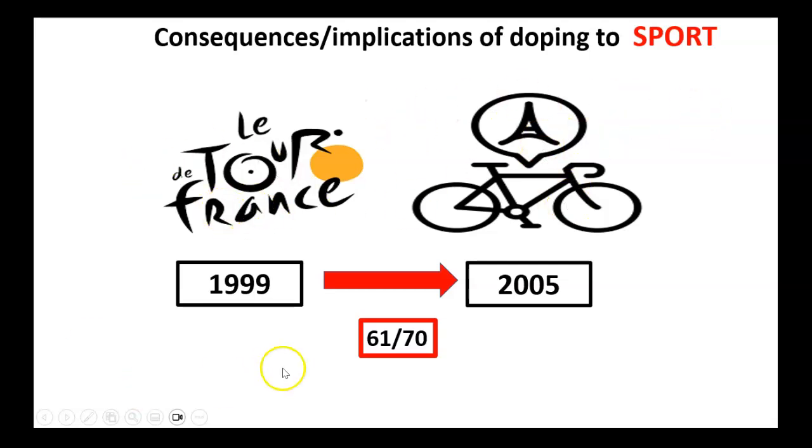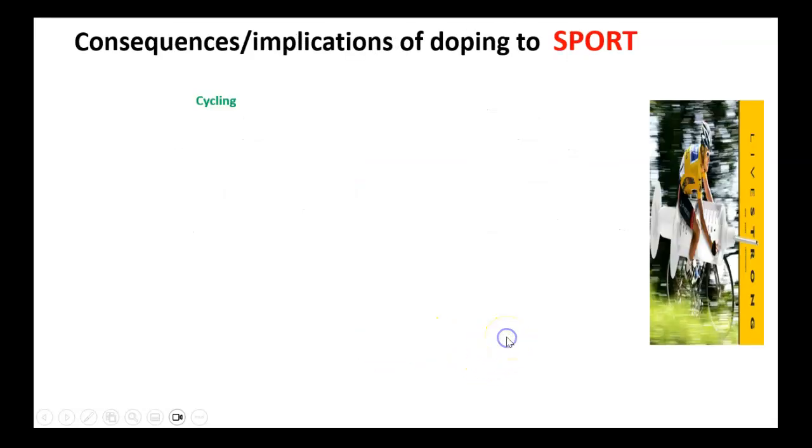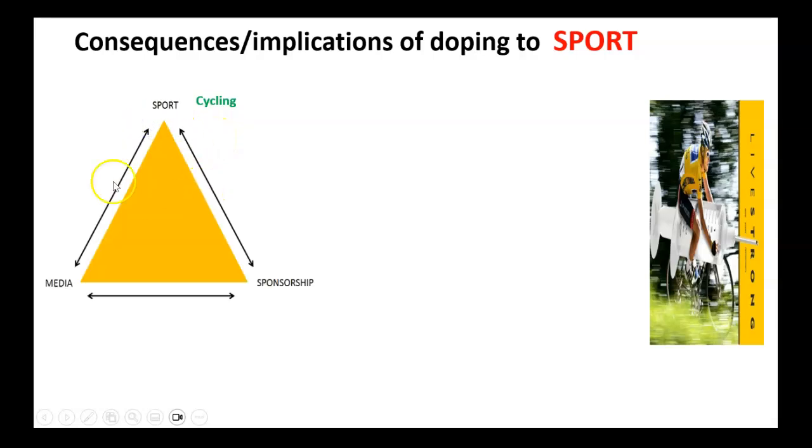Okay, so by having 61 out of 70 cyclists being caught in the top 10 performers of each, you're looking at a huge amount of people taking it. What are the implications for the sport of cycling? So what I think it'd be quite useful to do here, if we have cycling here, I'm going to ask you to consider the implications on sport, or the consequences on the sport of cycling, using the golden triangle.